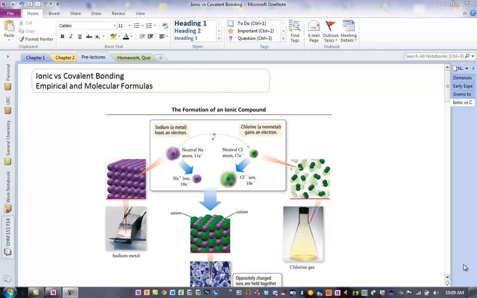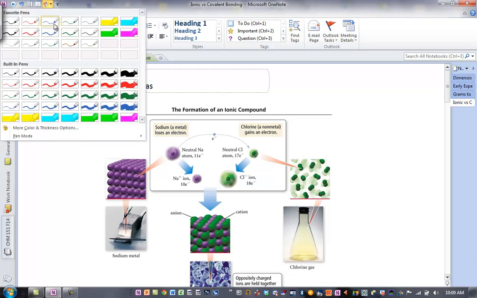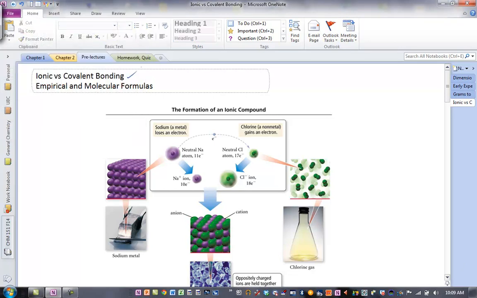Hello everybody. What I'd like to do in today's pre-lecture is go through a couple of different concepts. The first is recognizing the difference between ionic and covalent bonding, so that's the first thing. And then I'd like to talk about empirical and molecular formulas, and if we have time, how we actually calculate an empirical formula. Okay?